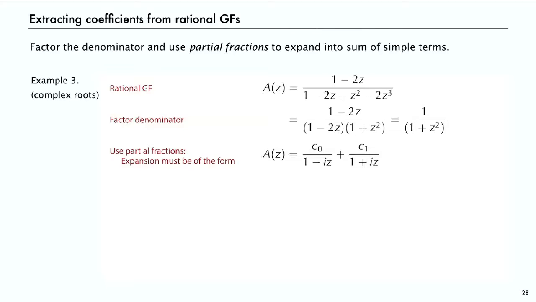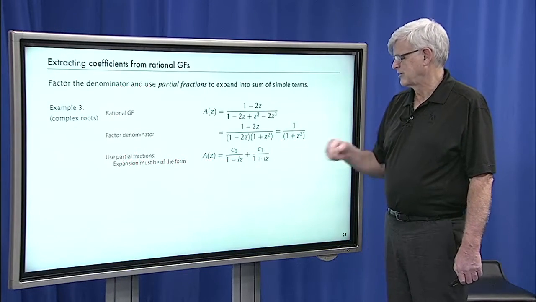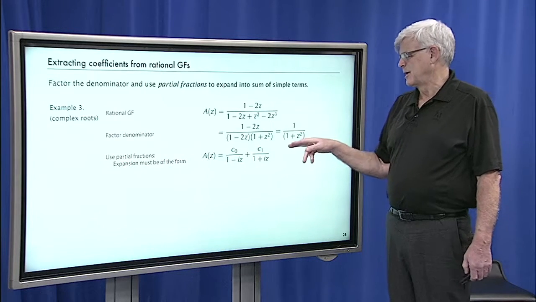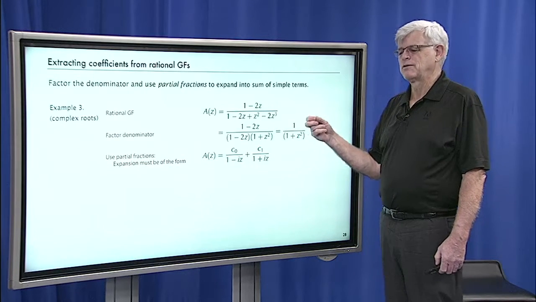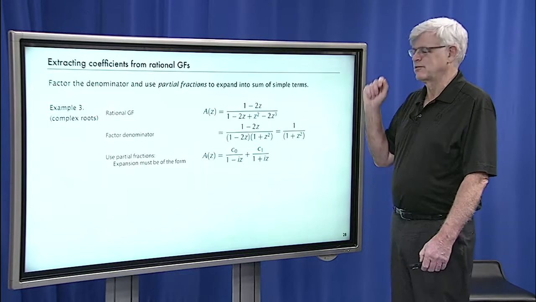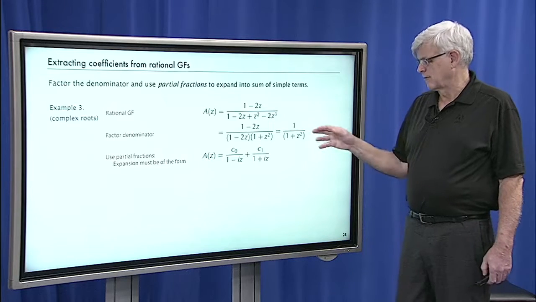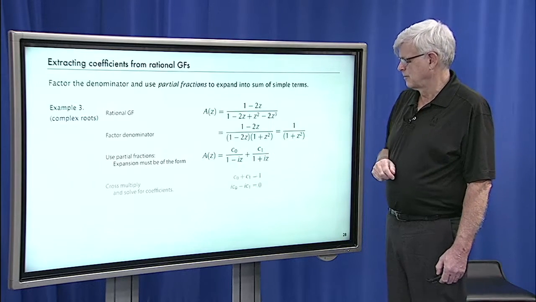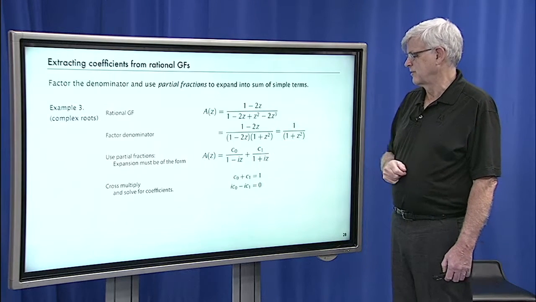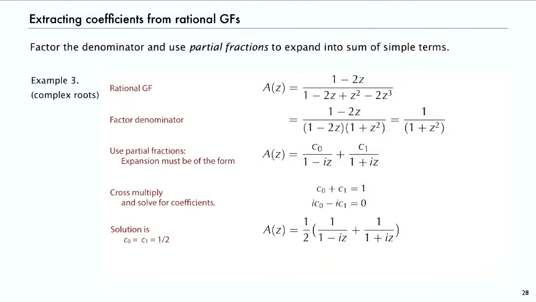If you multiply those two together, you get 1. Then you get minus iz plus iz, which cancels. And then you get minus i squared z squared. But i squared is minus 1, so that's plus z squared. So those are the two roots. You can write then the expansion in this form and solve for the coefficients again. In this case, the solution is that they're both equal to 1/2.